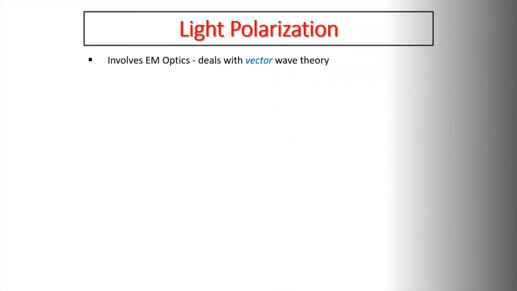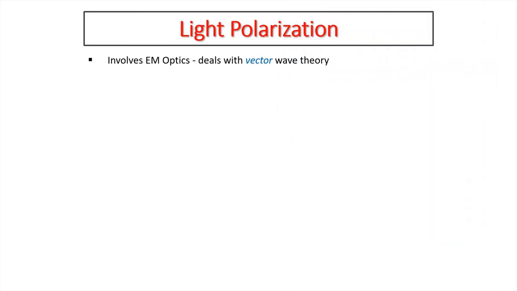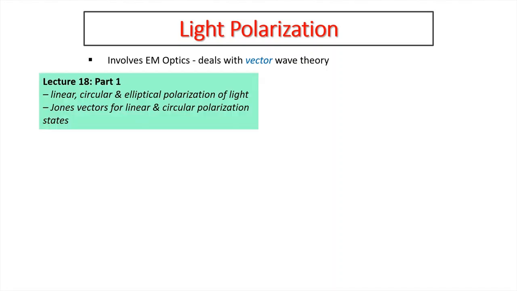We've come to a new topic on light polarization. This involves EM optics, and we have to take into consideration the vector property in wave theory. This topic will be divided into 5 parts. Part 1 will describe different light polarization states, namely the linear, circular, and elliptical polarization.